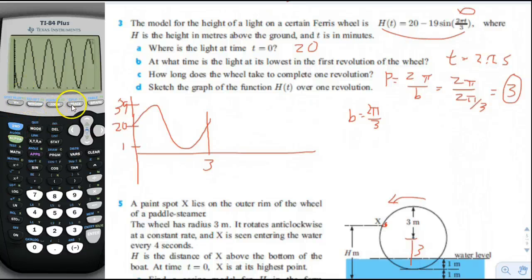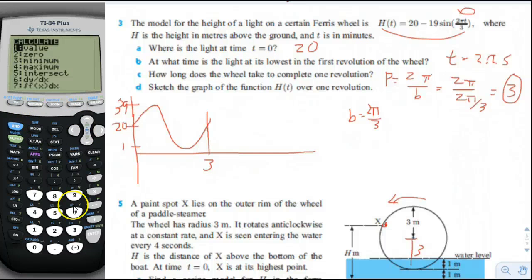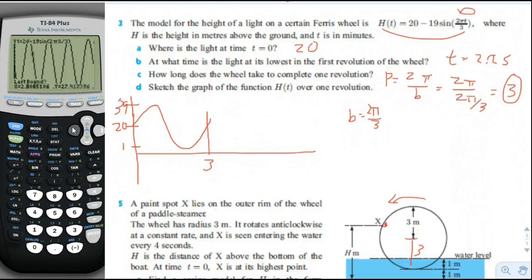So we could do second calc, minimum, number 3, and then we're going to go all the way over there, a little bit to the left of the minimum point. Then we go a little bit to the right and hit enter again. And that's our guess. And it'll tell us that the minimum point is 0.75. Okay, so I had made the thing backwards before.